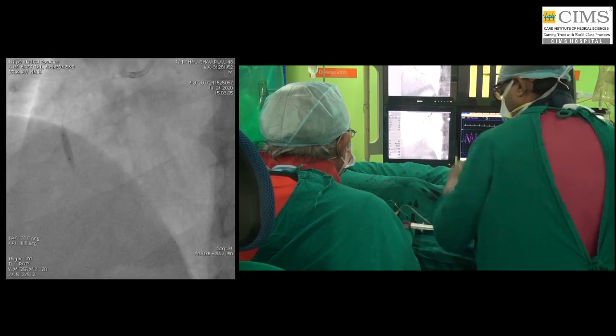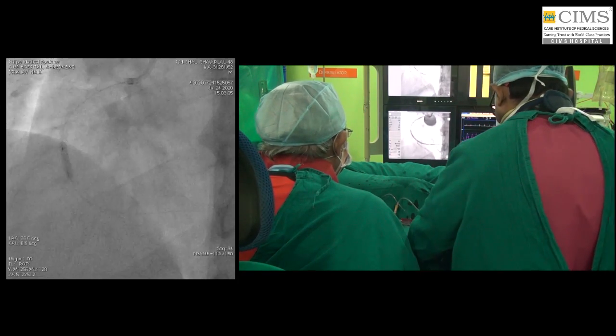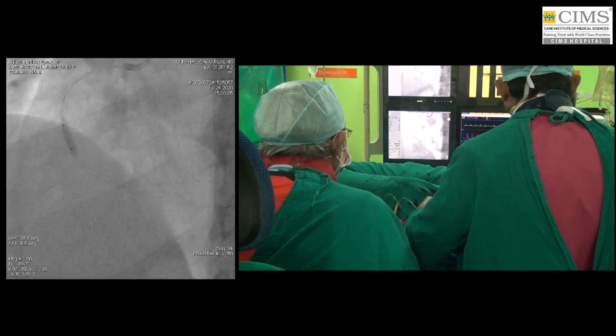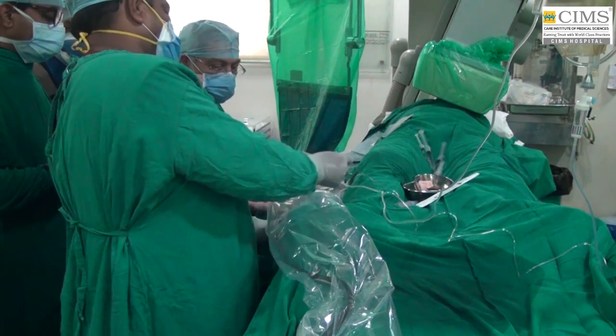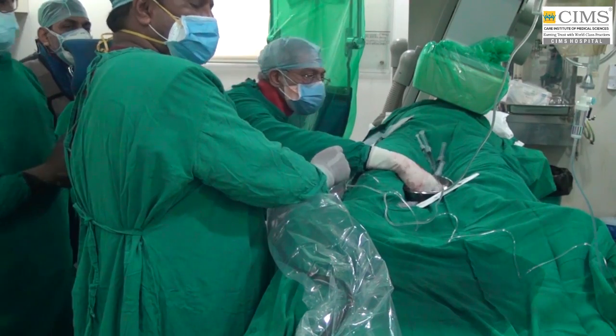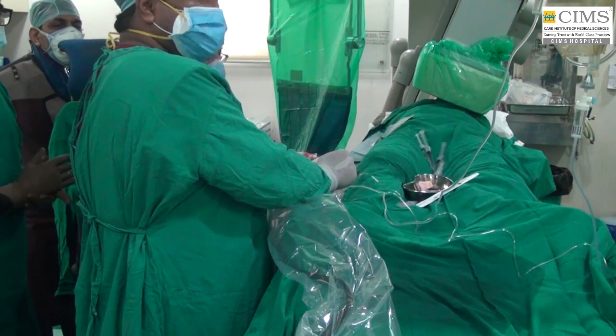Now we are done, and let's go ahead with the OCT. Okay, so here is the OCT which is coming. You can see the 3 markers and the middle marker, which is where we are doing the pullback.